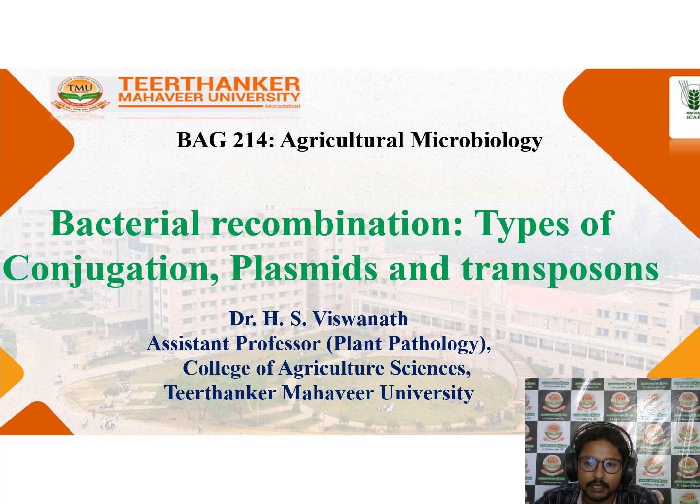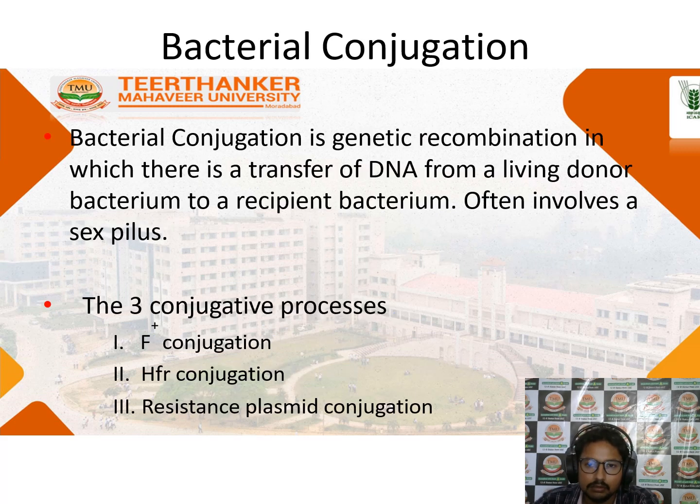Today's topic is bacterial recombination, and in that: what is conjugation, types of conjugation, plasmids and transposons. So, bacterial conjugation. What is conjugation? Conjugation is the genetic recombination in which there is a transfer of DNA from a living donor bacterium to a recipient bacterium, and it often involves a sex pilus.